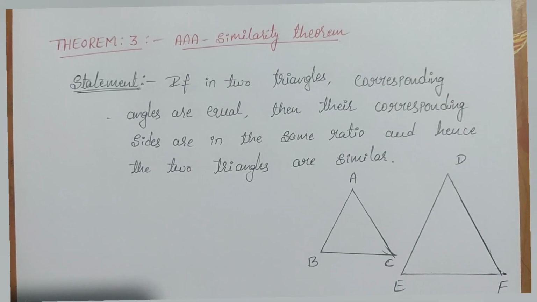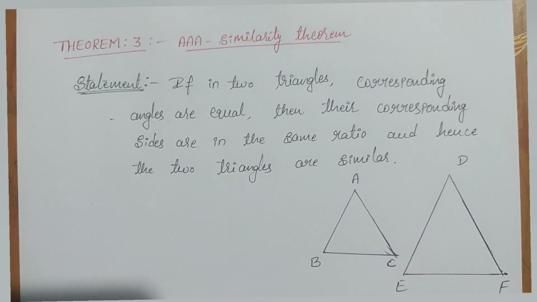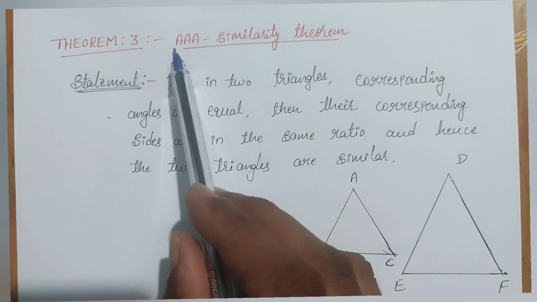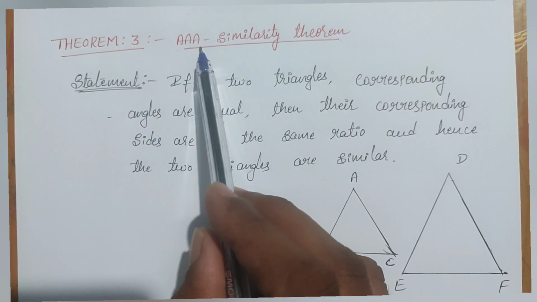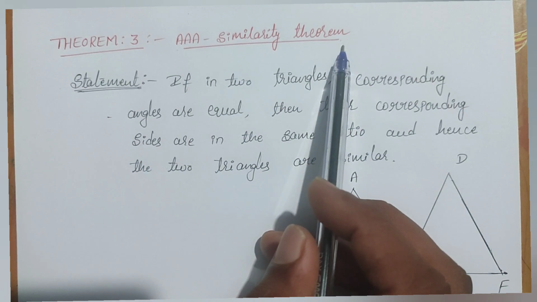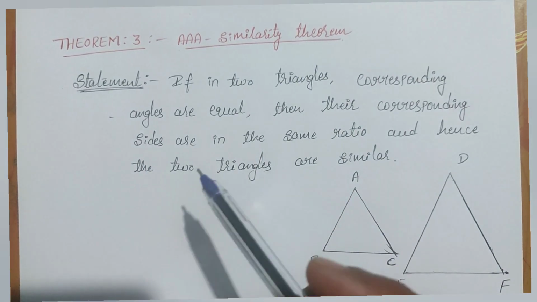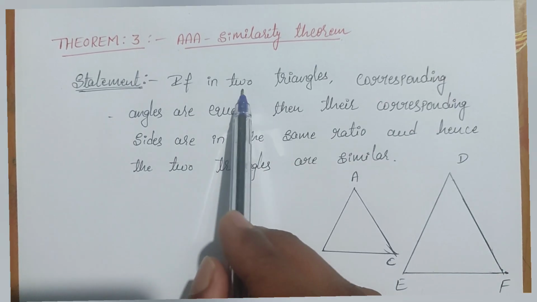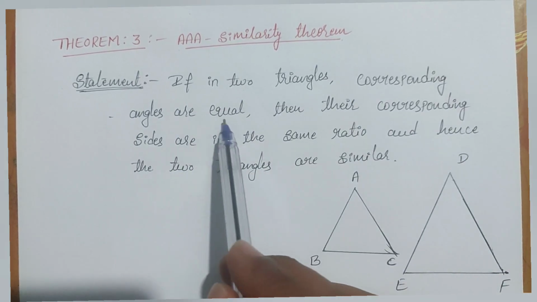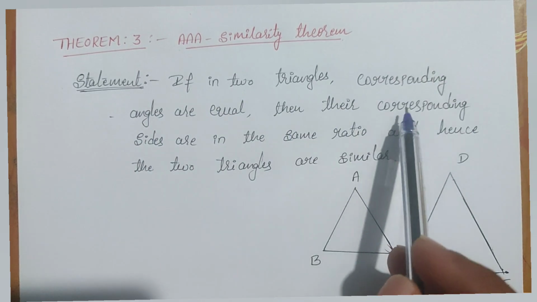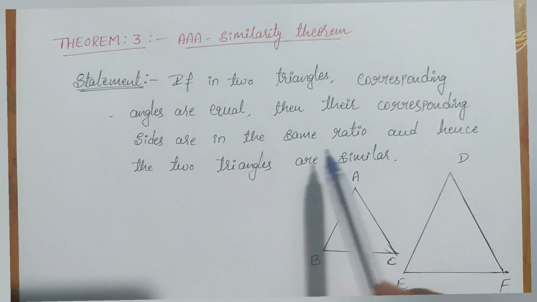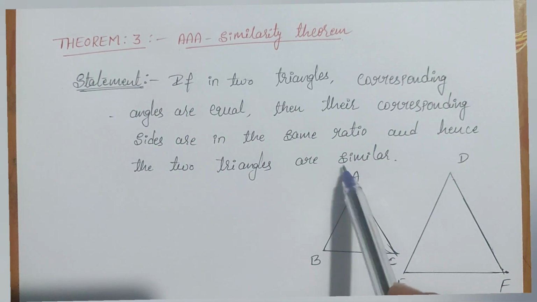Now we will discuss theorem 3, the AAA similarity theorem, as I said earlier. That is the angle similarity theorem, the first criteria. So the statement we will see now. Statement: if in two triangles corresponding angles are equal, then their corresponding sides are in the same ratio, and hence the two triangles are similar.